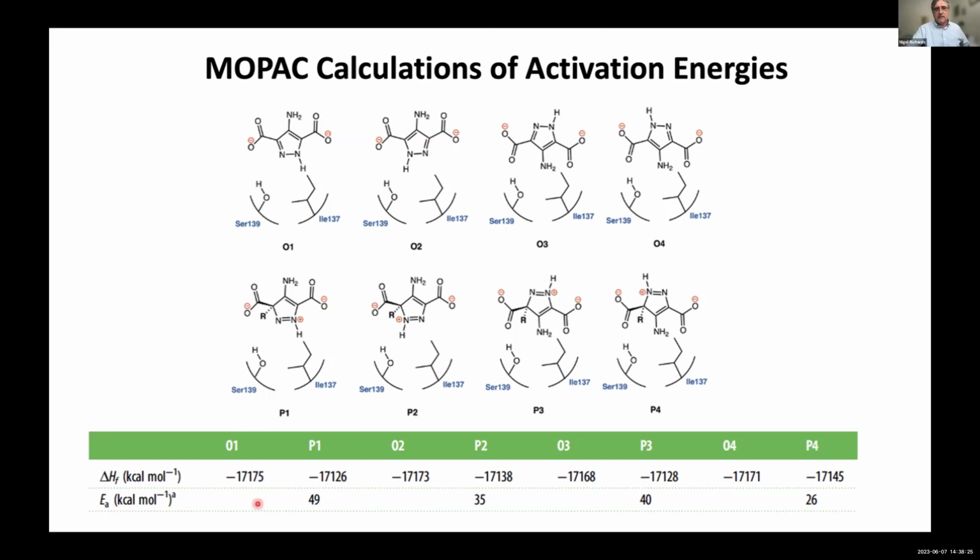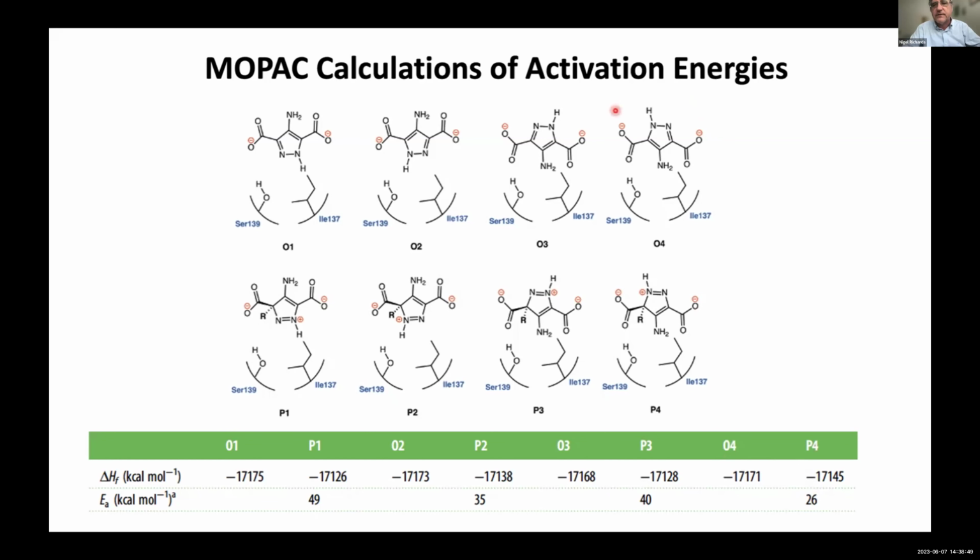Let's see, these energies of activation. I'm sorry, the activation free energy is actually higher than I said it was. Anyway, let's just move on. So what we were looking for here was the one with the lowest energy of activation as we moved from starting material to product.